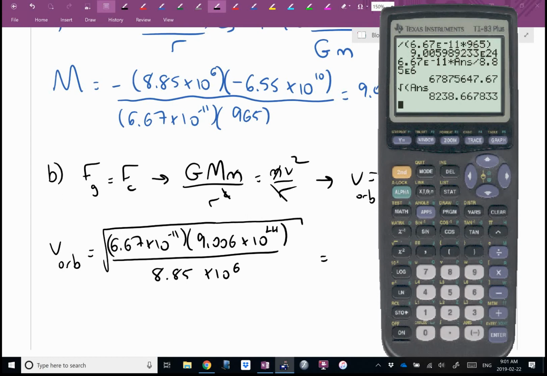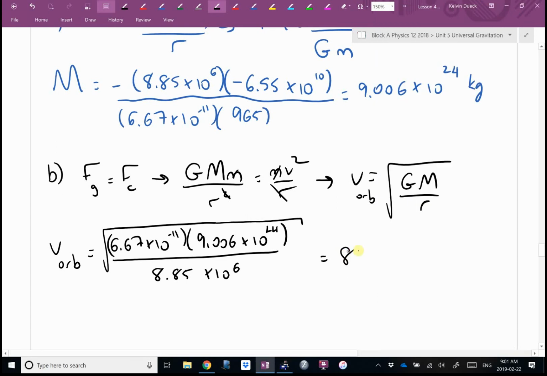I got 8,238.667, 8,240. Anybody else? Yeah, nodding. 8,240 meters per second. Cool.